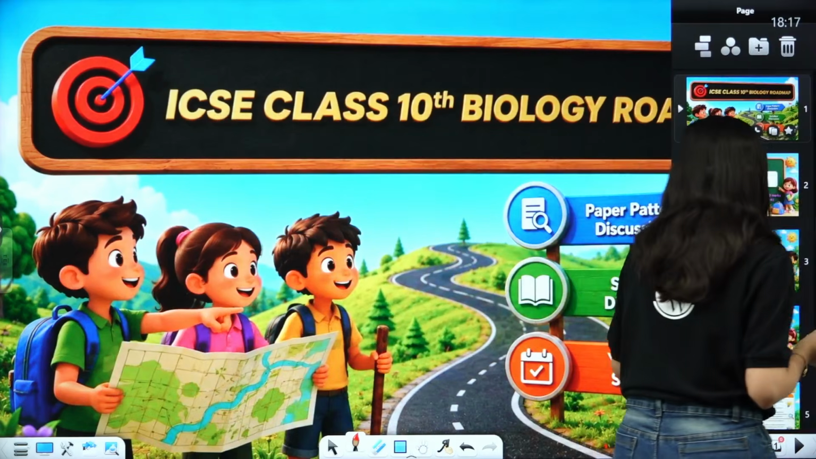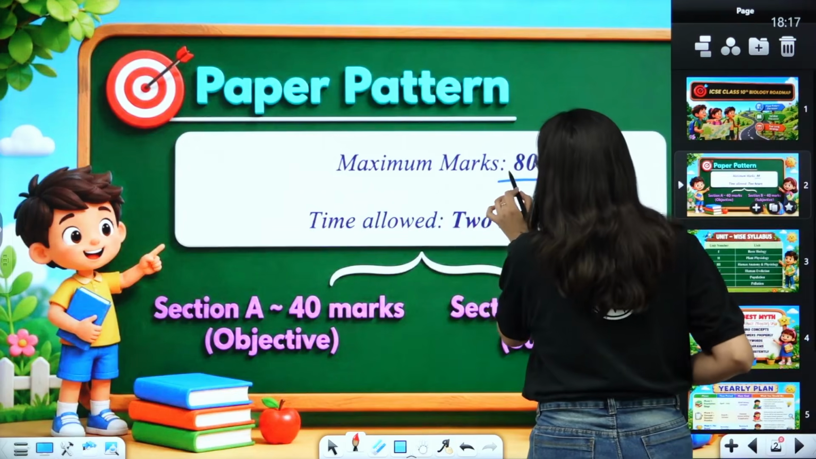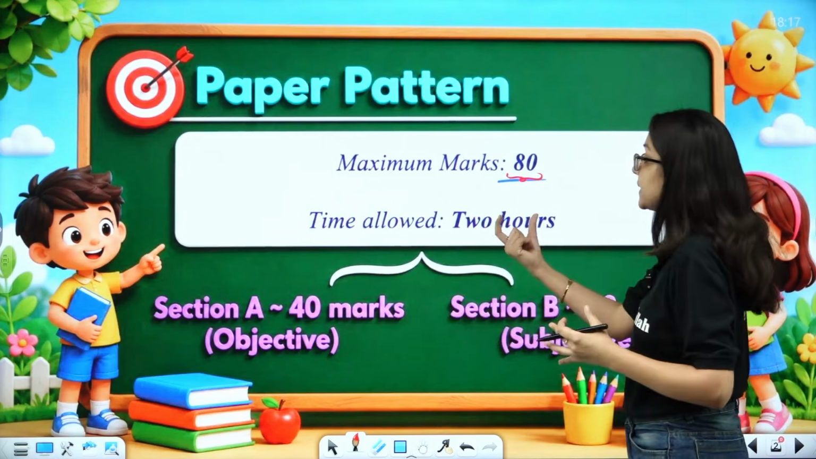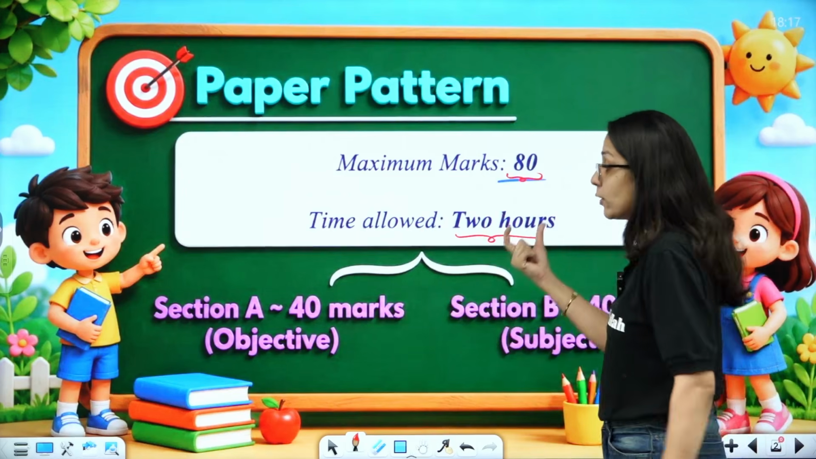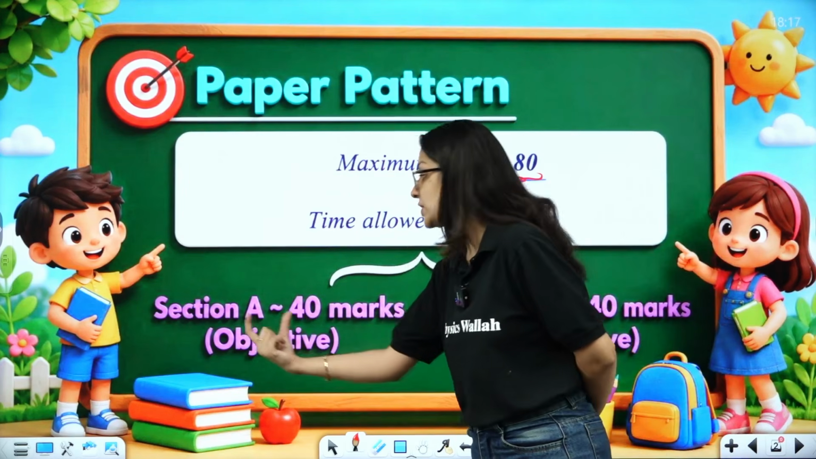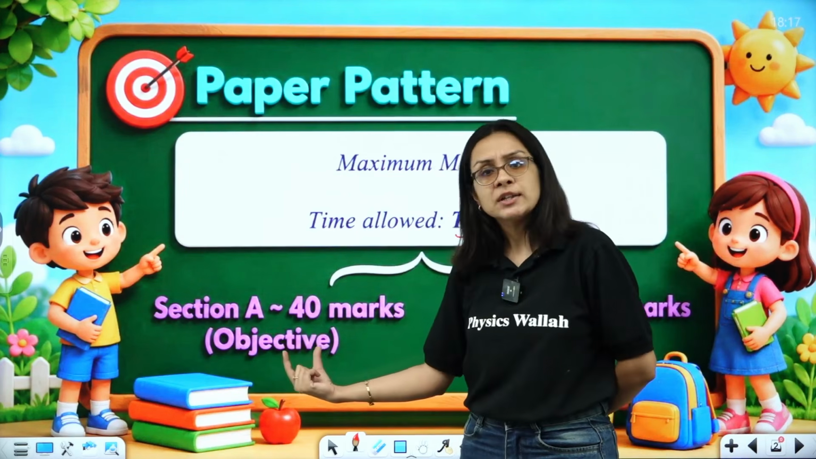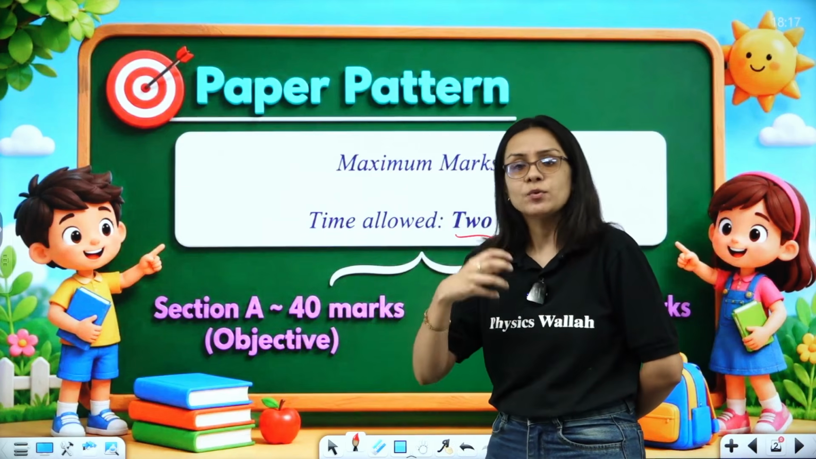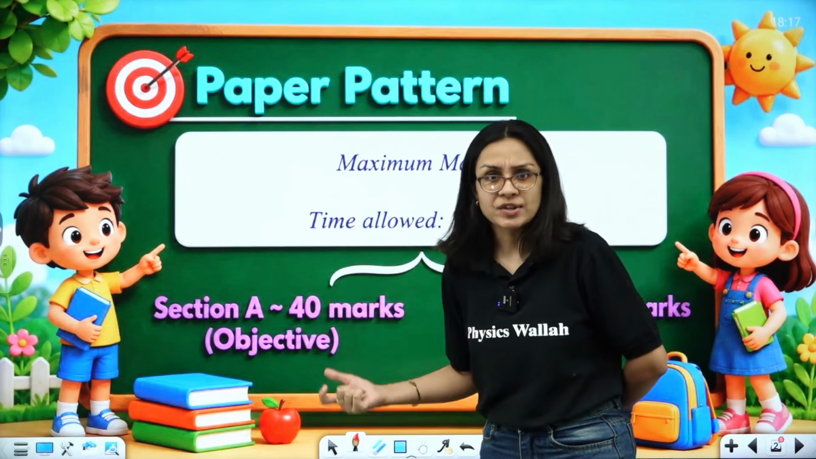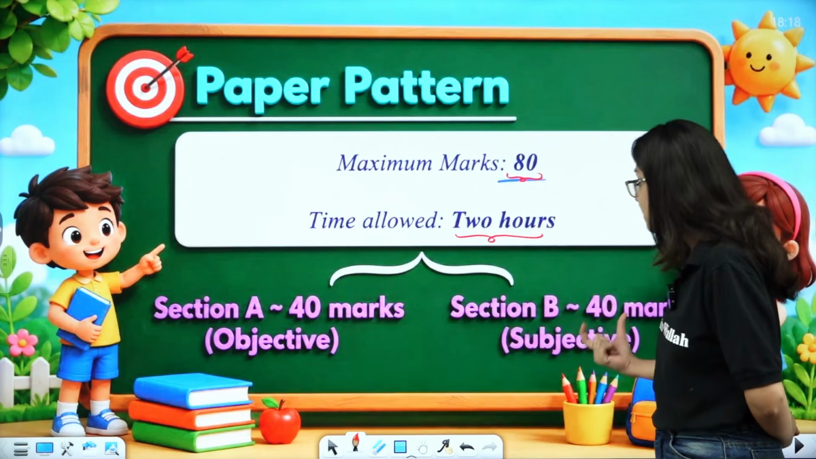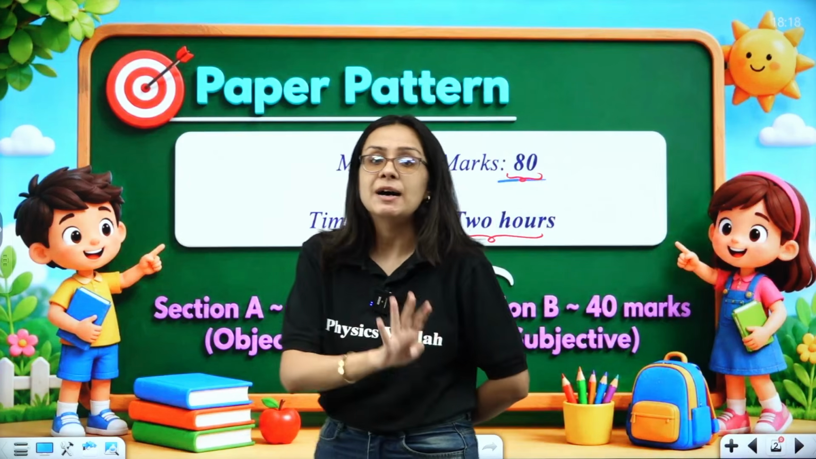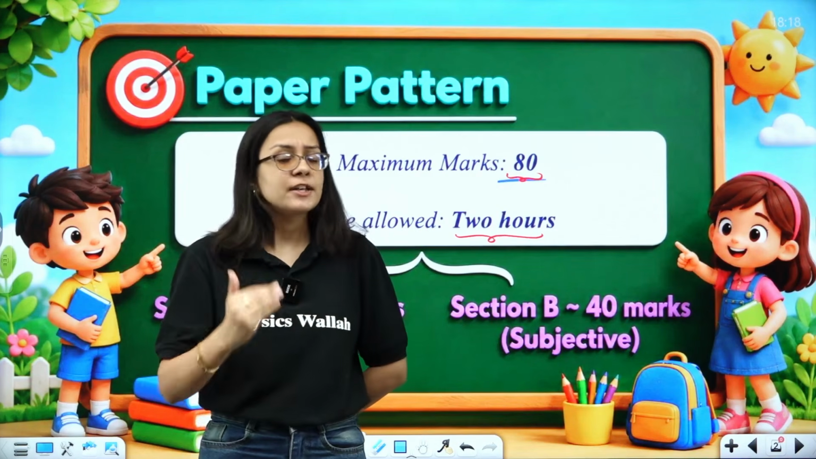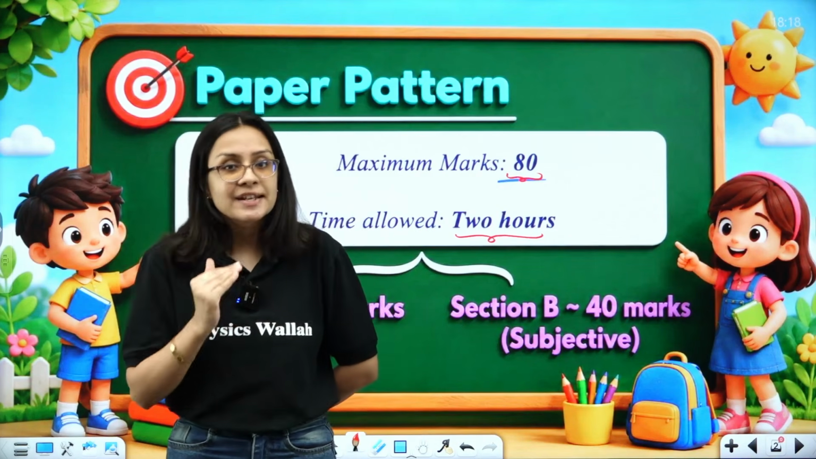So if I talk about the paper pattern, students, the paper is going to be for 80 marks that you will be appearing in the board examinations, and the time duration will be 2 hours. Out of which 40 marks will be constituted by section A, which will have all the objective questions, let's say very easy questions, whether it's one word, one liner, or sometimes assertion reason based as well. Then you have section B, which constitutes the rest of the 40 marks, and it is subjective. That means you have to write descriptive answers and you also have to draw diagrams wherever necessary.